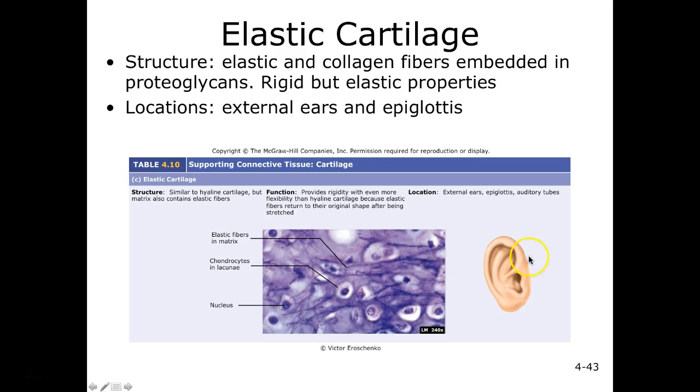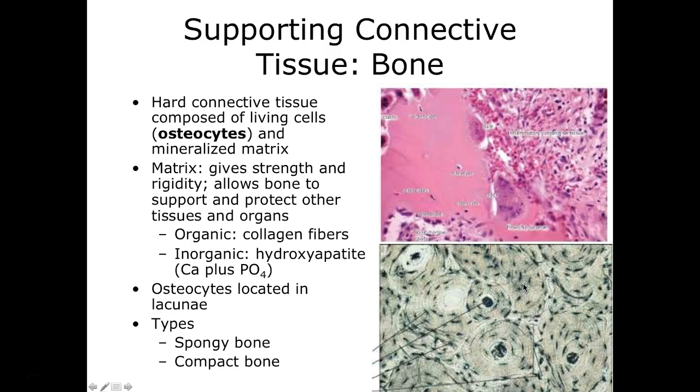So where we're going to find this is the external ear or the pinna or the auricle. The epiglottis, which is found in the larynx, that is that structure that will flip on down to cover our larynx so that food and water or whatever other liquids you're drinking will go into the esophagus instead of down into your respiratory tubes. And the other place we'll find it is in the auditory tubes, which would be the canal in your ear.